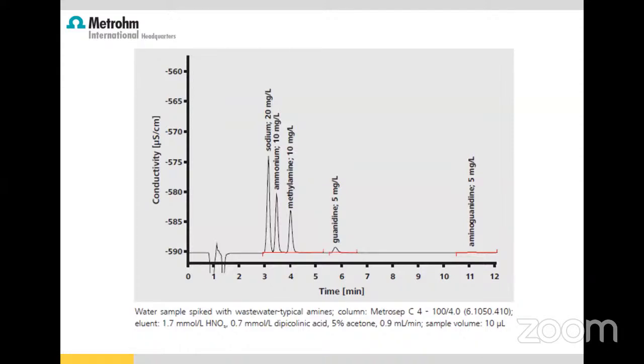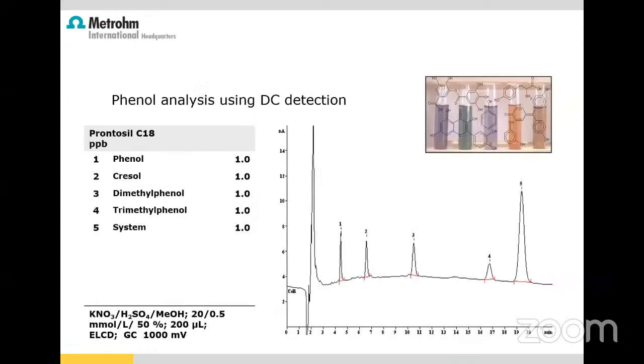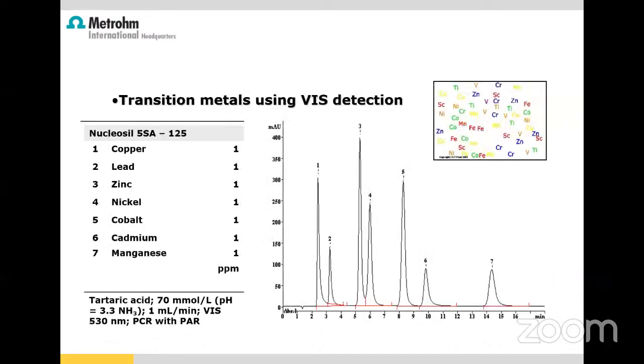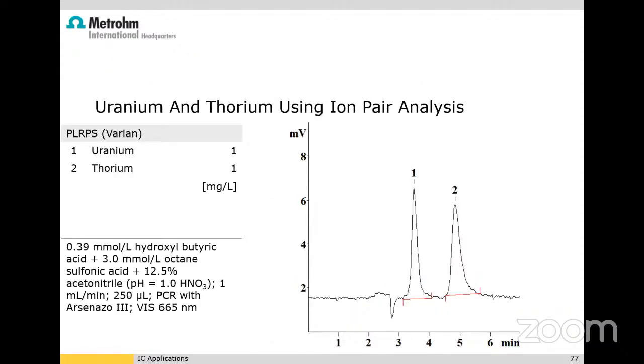Guanidine and aminoguanidine are used in urea, basically. Then cyanide and sulfide analysis. Cyanide, as I told you, we have determined at 0.5 ppb in refinery process water, using the amperometric detector. Then we have the phenol analysis using DC detection, phenol and its family. Then transition metal analysis using UV visible detection. Then we have lanthanides, which we did for the nuclear research people, that is BARC and IGCAR. Then uranium and thorium, we have done for them.